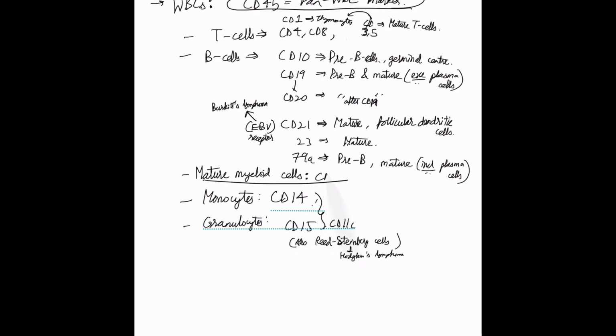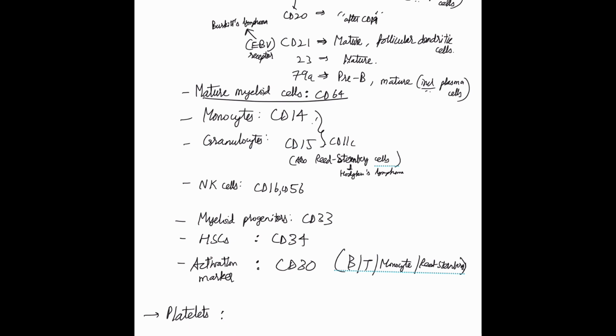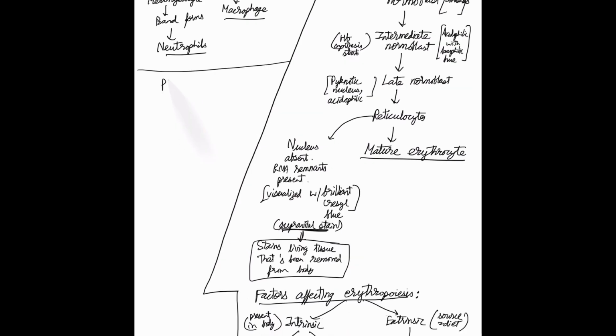CD11C is seen in monocytes, granulocytes, and Reed-Sternberg cells seen in Hodgkin's lymphoma. CD64 is expressed by all mature myeloid cells. Now, NK cells express CD16 and CD56. Myeloid progenitors express CD33. HSCs express CD34, and CD30 is an activation marker for B cells, T cells, monocytes, and Reed-Sternberg cells. Now, for platelets, we have P-selectin, glycoprotein 2B, 3A, CD41, CD42, and CD62 as well. And P-selectin is also known as CD62P.